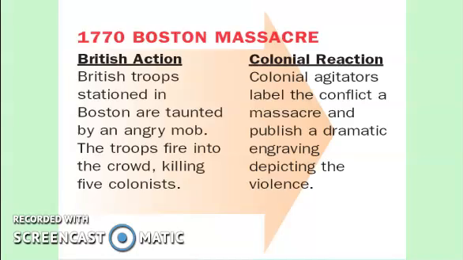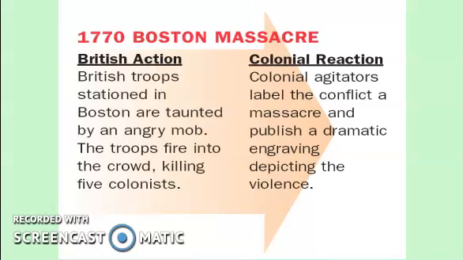Now, the famous story is that British soldiers, who were stationed in large numbers in Boston, Massachusetts, are outside what's called the Customs House, which is where the taxes were collected. They were being harassed and taunted by an angry mob, as you can read there, and they fire into the crowd. We're not sure exactly what happens, but someone yells fire and the troops shoot, and several people are killed.